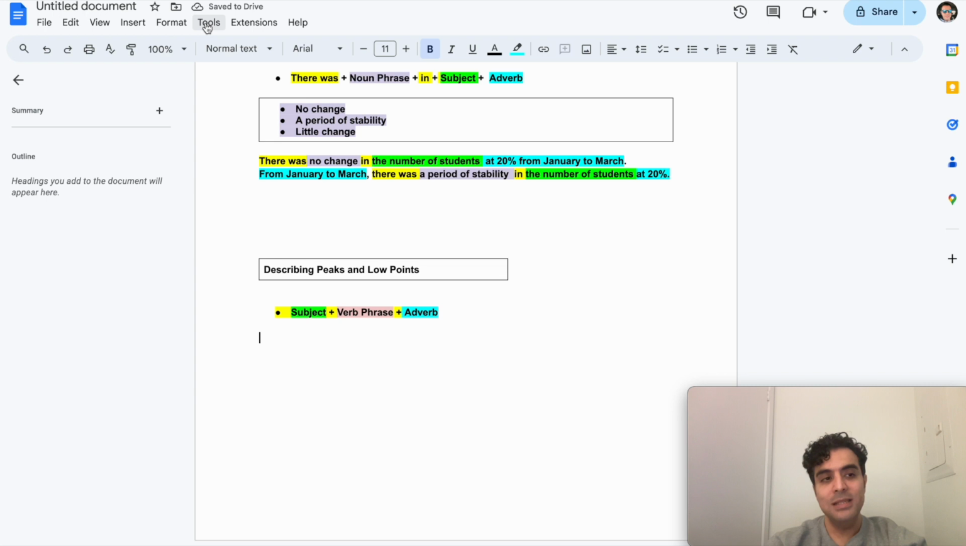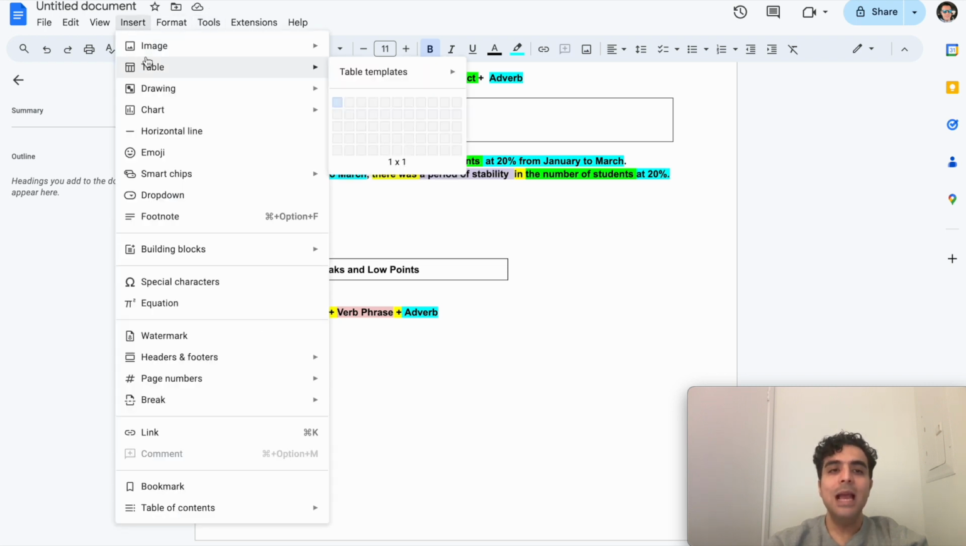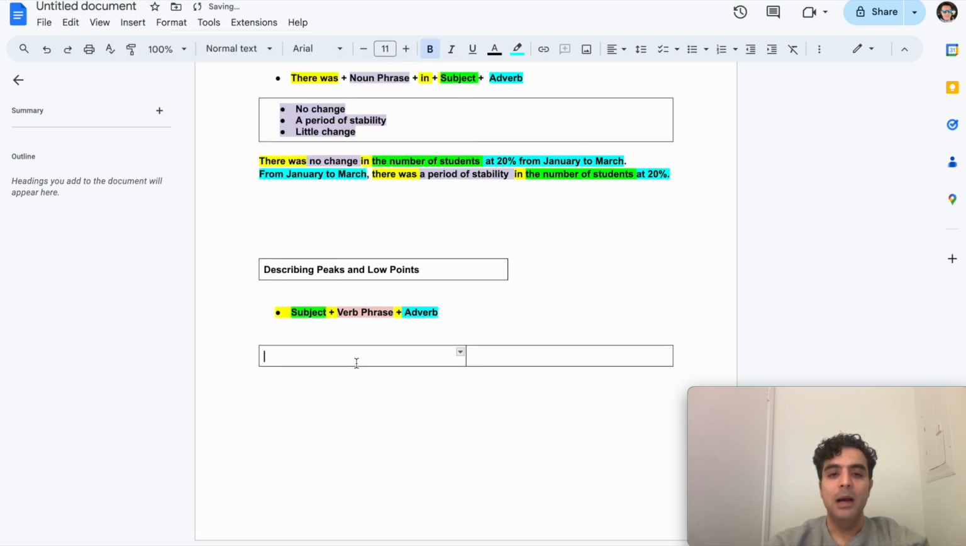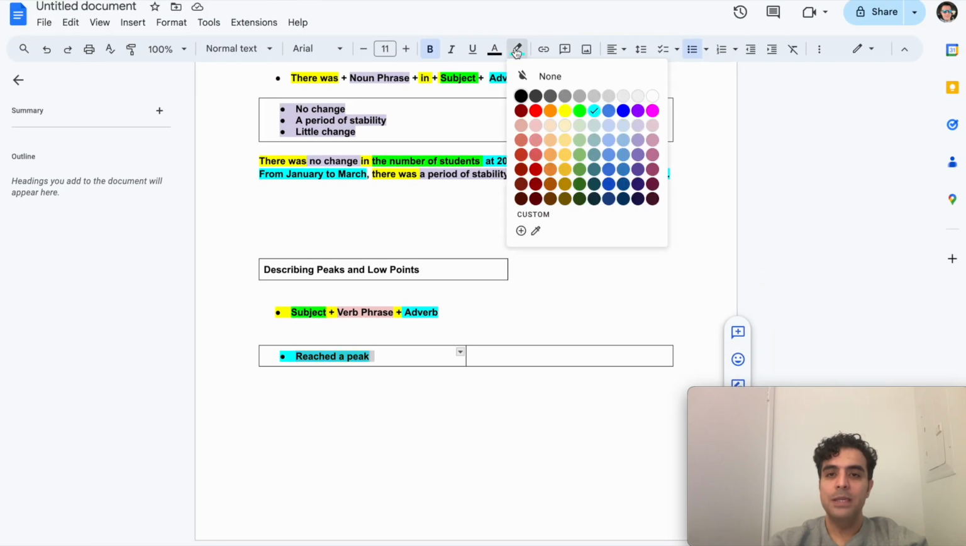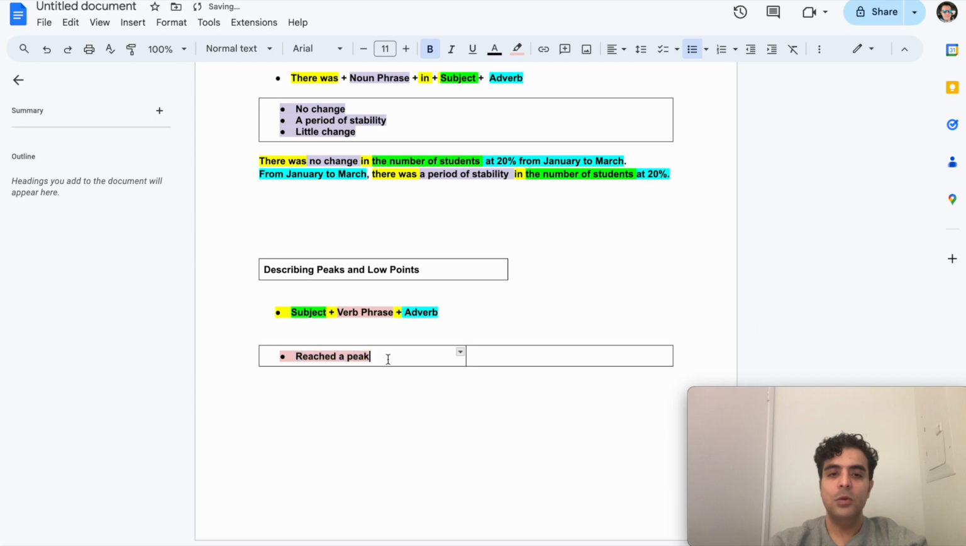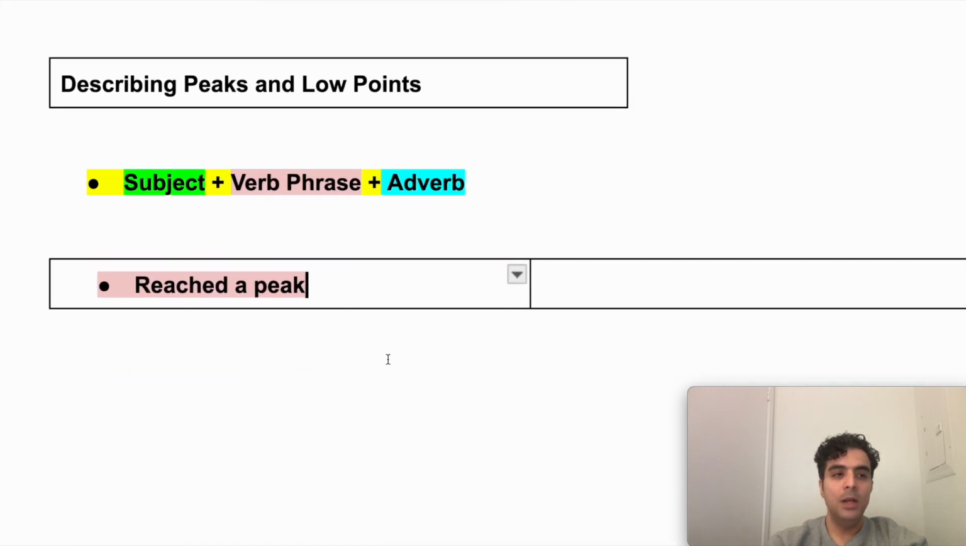We need one set of structures for describing peaks and one set of structures for perhaps describing low points. Let's start with peaks, right? So you could say it reached a peak. That's one structure that you could use. And again, we need to color code this in red, right? So it reached a peak. What else can we say?